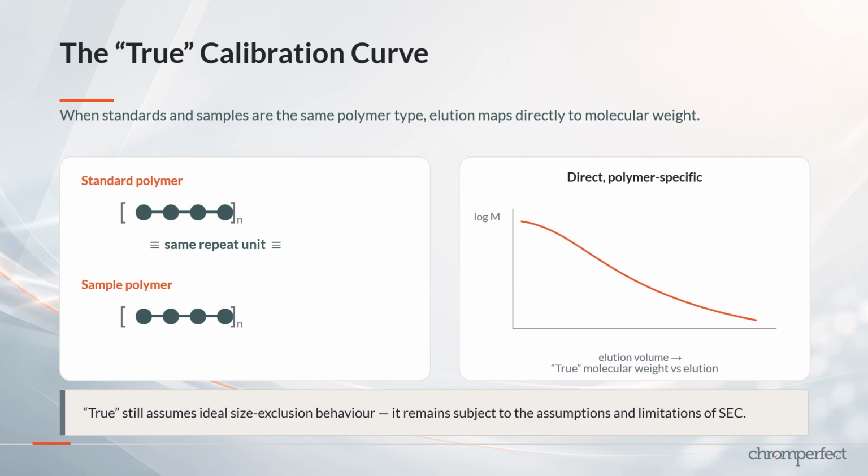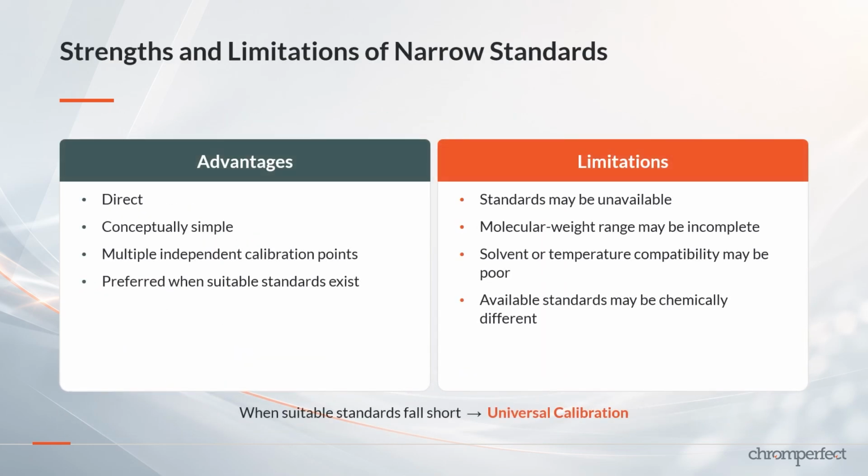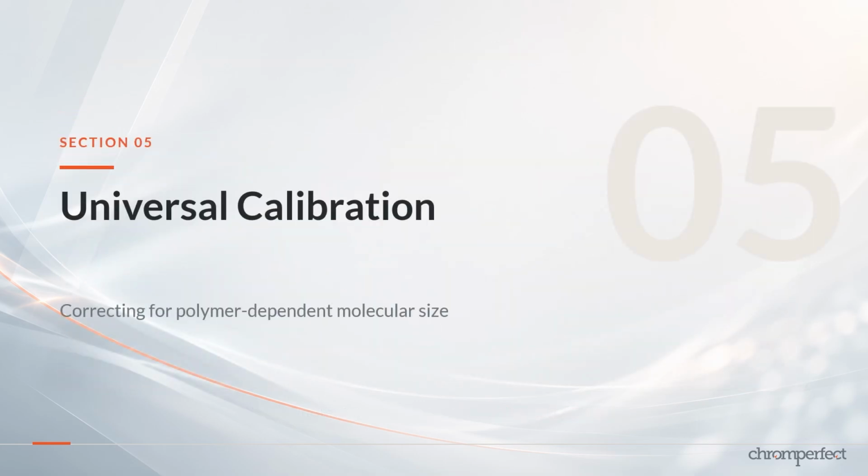Narrow standard calibration is normally preferred when suitable standards are available. It is direct, conceptually straightforward, and does not require the analyst to reconstruct the calibration from a broad distribution. However, suitable narrow standards may not exist for the polymer being analyzed. Even when standards are available, they may not cover the required range, or may not remain stable under the chosen solvent and temperature conditions. It is also common for a laboratory to have good narrow standards for one polymer, such as polystyrene, but need to analyze a chemically different polymer. This creates the need for universal calibration.